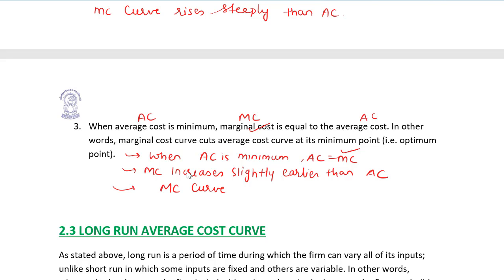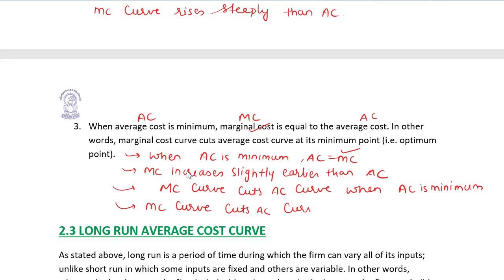In other words, you can say that the MC curve cuts the AC curve at the minimum point. The MC curve cuts the AC curve when AC is minimum, and the MC curve cuts the AC curve only from below and not from above. Is it clear? Okay.